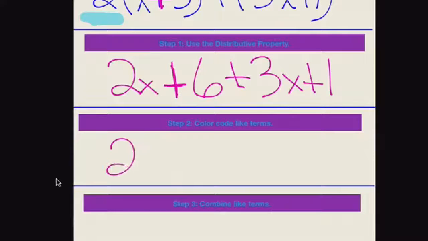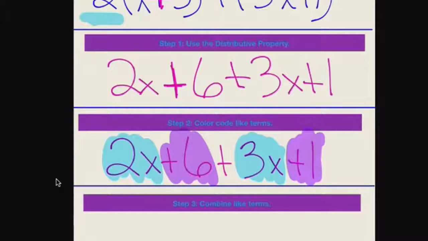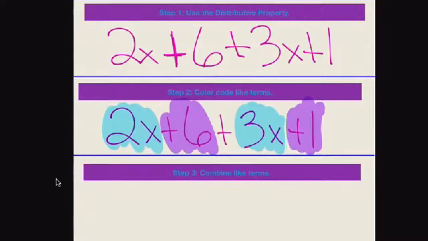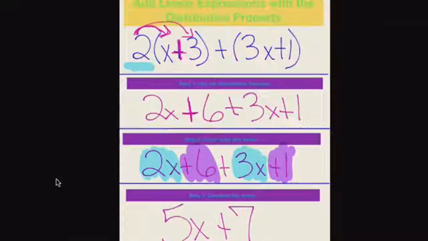We're going to go ahead and color code our like terms now. So go ahead and rewrite that expression. And we're going to color code 2x and 3x, those are like terms. And we're also going to color code positive 6 and positive 1 together. Alright, 2x plus 3x is 5x, and then 6 plus 1 is 7. Okay, so our simplified expression is 5x plus 7.